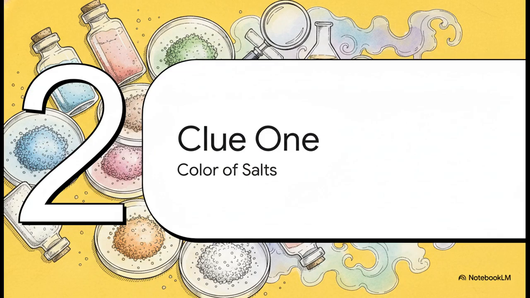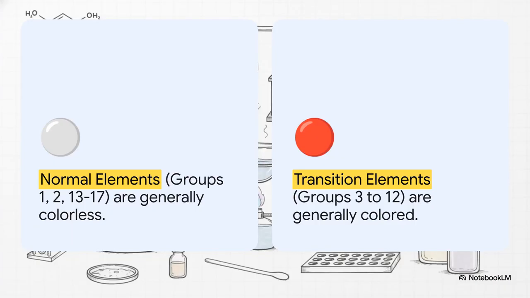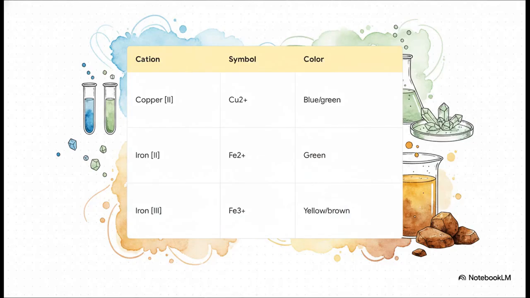Moving on to section 2. Clue 1. Color of salts. Because before we even add a single drop of our chemicals, a good detective always uses their eyes first. The periodic table actually gives us a massive cheat code right off the bat. If our unknown salt is made from normal elements, those are the ones in groups 1, 2, and 13 to 17, like sodium, calcium, or aluminum, the salt is generally completely colorless, clear as day. But if our salt contains transition elements from the middle block of the table, groups 3 to 12, those are almost always brightly colored.